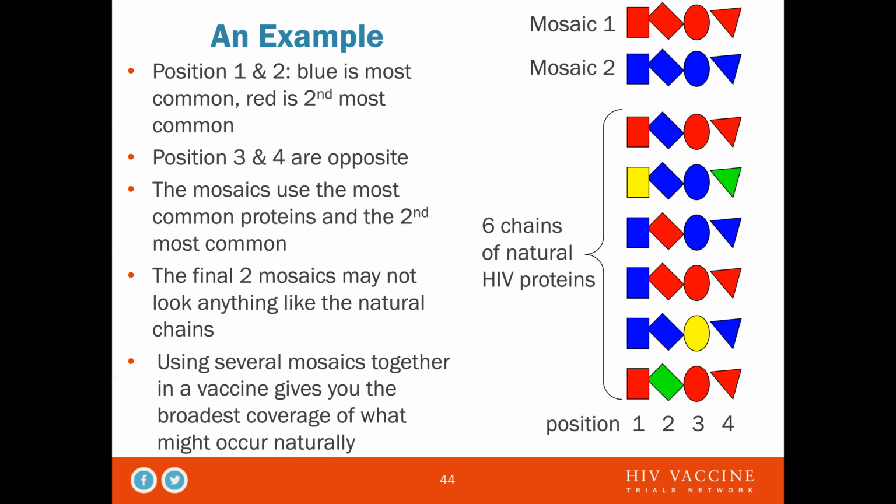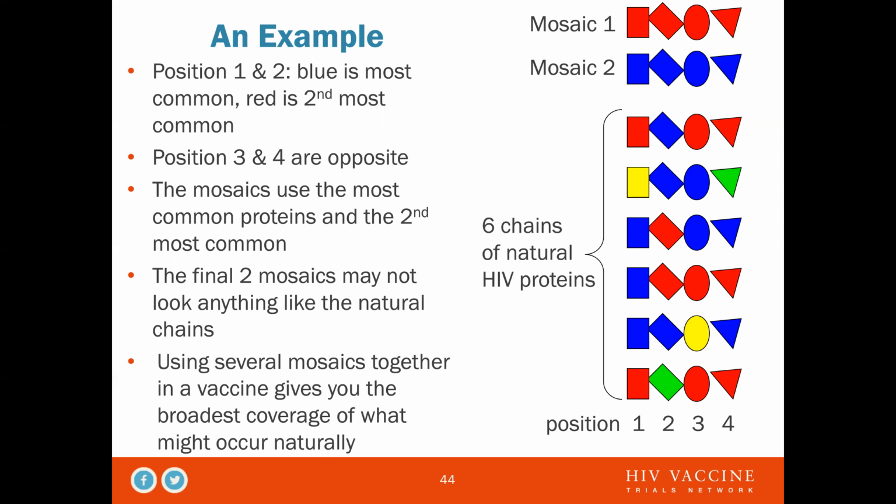If you look at position 1 here, you will see that blue is the most common and red is the second most common. So we will put blue and red in our positions here to design our Mosaic vaccine. And you do the same to find the commonality in each position on the chain. But looking at the color alone is what scientists refer to as the consensus.